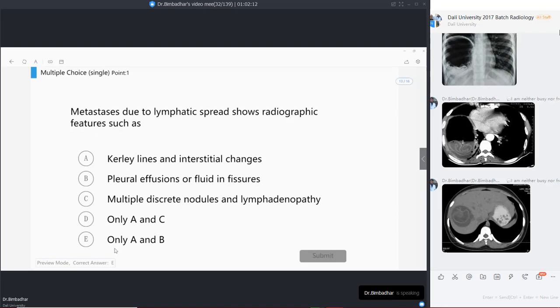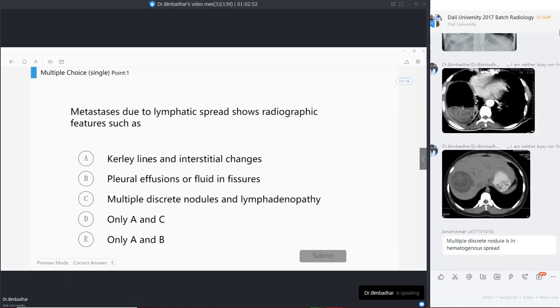The answer to this question is only both A and B, not A and C. Generally, metastasis due to lymphatic spread does not show multiple discrete nodules and lymphadenopathy. It shows pleural effusions and fluid in the fissures because lymphatics open into the pleural cavity, so there will be fluid in the fissures. They also form the Kerley lines. And the interstitium, the connective tissue, is the place where the lymphatic channels are present. So I think this is the answer.